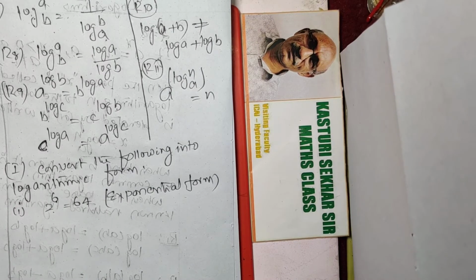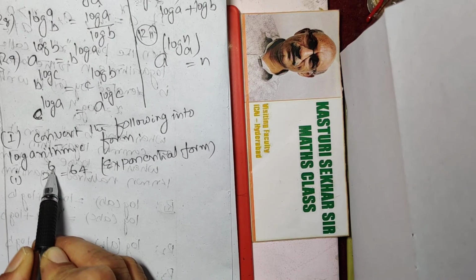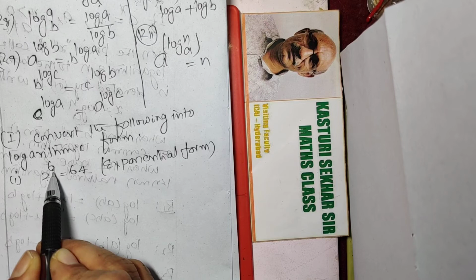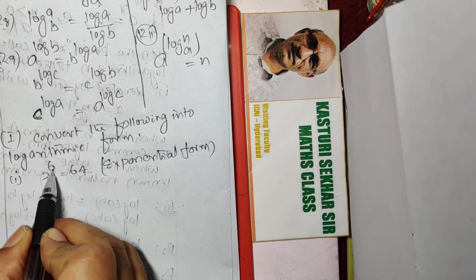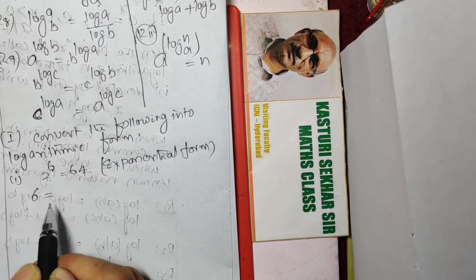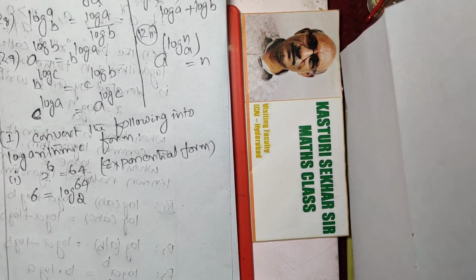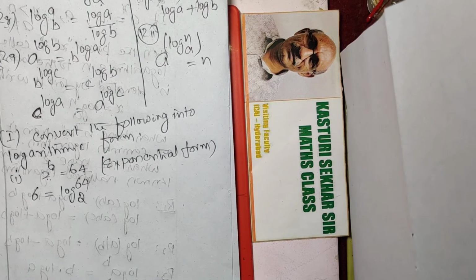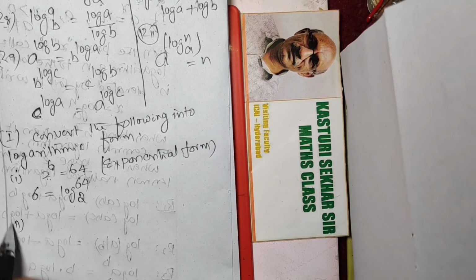Look at the definition again. I am revising here. What I am doing: 2 power I am raising to 6 to get the value 64. So like this, you write the power separately. 6 is equal to log 64 to the base 2. This is the meaning of writing it in logarithmic form.